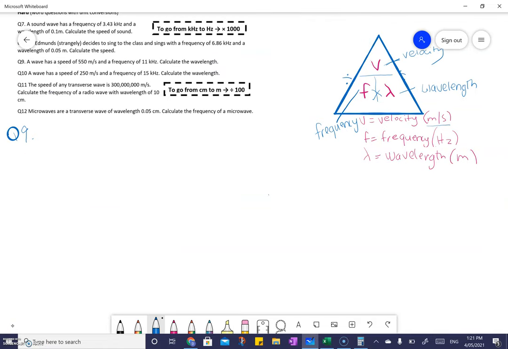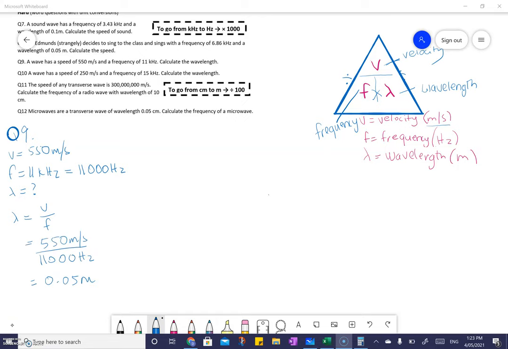So question 9 says, what do we know? Speed equals 550 meters per second. We know frequency equals 11 kilohertz, and we don't know wavelength. We're going to convert that into hertz, 11,000 hertz, and we're going to set up our wave equation. Lambda equals V on F. Okay, so check your answer with me. All right, is that what you got for question 9? Okay, let's try question 10.